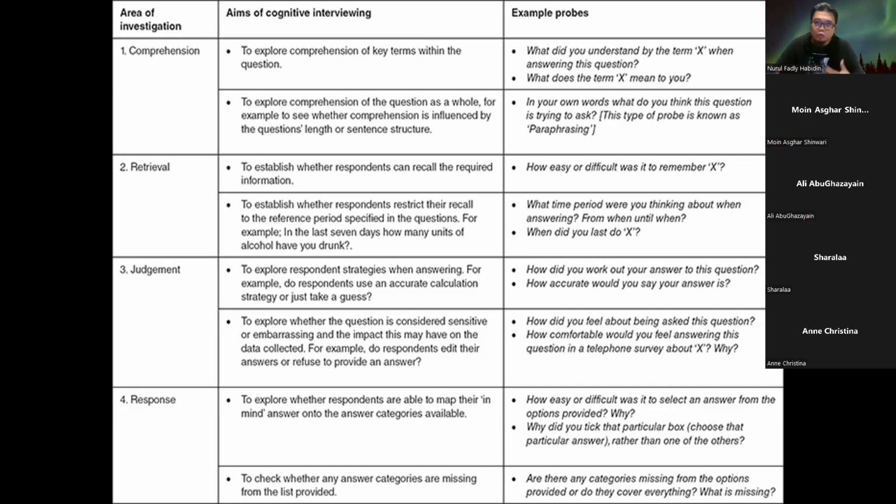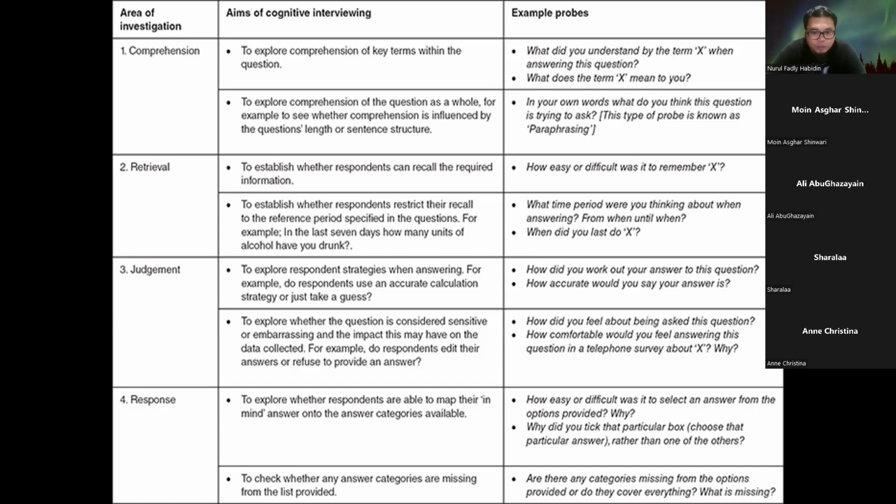Number 3 is that you continue with questions for judgments. To explore the respondent's strategy when answering, for example, do respondents use an accurate calculation strategy or just take a guess? To explore whether the question is considered sensitive and embarrassing and the impact this may have on the data collected, for example, do respondents edit their answer or refuse to provide an answer? How did you work out your answer to this question? How accurate would you say your answer is? How do you feel about being asked this question? How comfortable would you feel answering this question? Okay, the last one is the response.